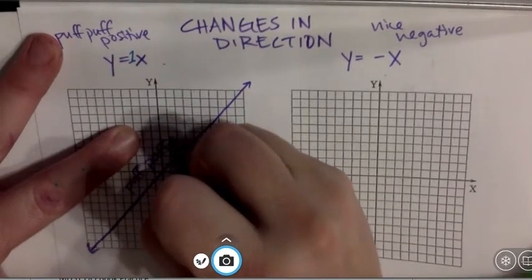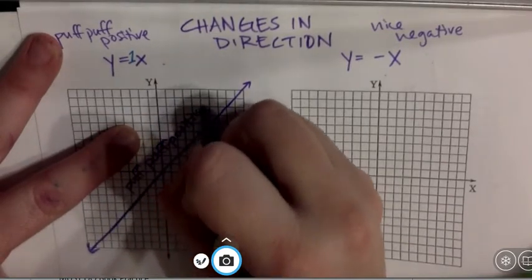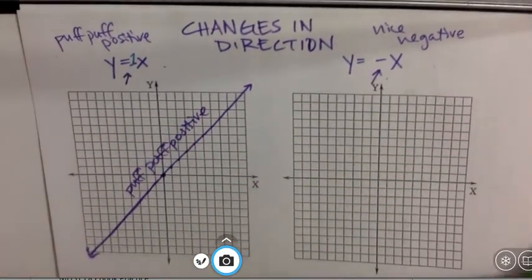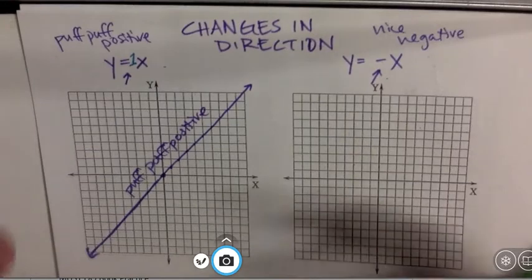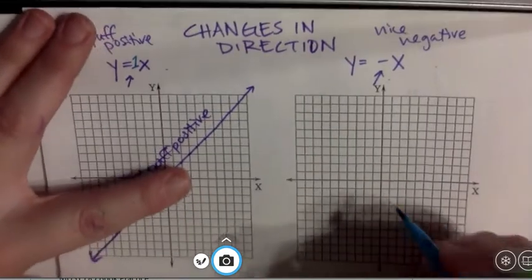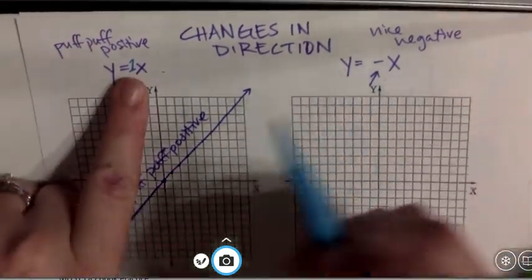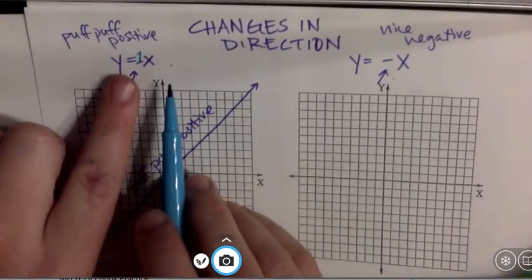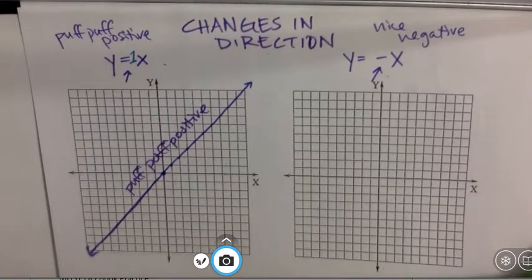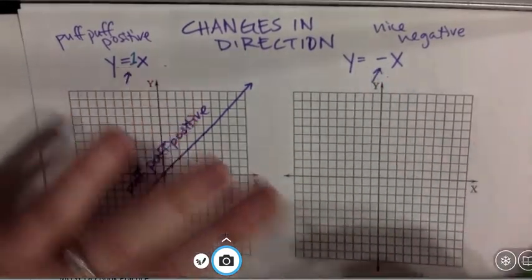If we see a change in terms of a positive number versus a negative number in terms of our slope, we have a change in direction. And so I just want you to say that there is a reflection. You can say that reflection is over the x-axis or over the y-axis. It doesn't matter. You could also just say it's reflected or it's changed direction from puff puff positive to nice negative. It doesn't matter to me, but you need to acknowledge that there has been a change in what we would call its polarity. So it's changed from positive to negative. Its polarity has changed. So y equals negative x.